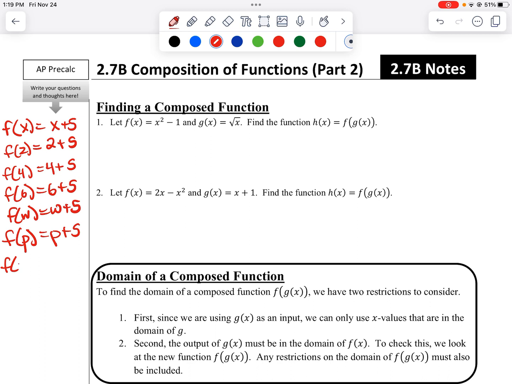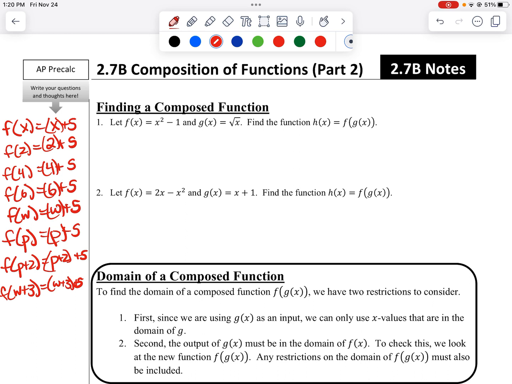Now if I had f of p plus 2, do you agree that'd be p plus 2 plus 5? And a lot of times when you substitute something, it's a little easier to see if what you substitute you put in parentheses. So if I had f of w plus 3, that would equal w plus 3 plus 5. So instead of substituting numbers, we're going to be substituting in some letters, an entire function.